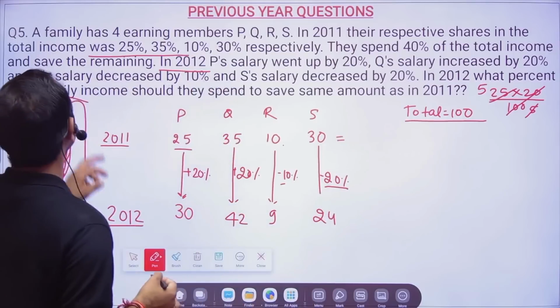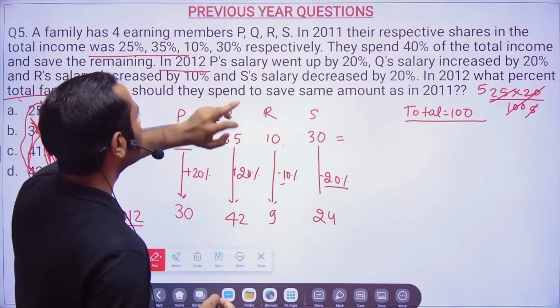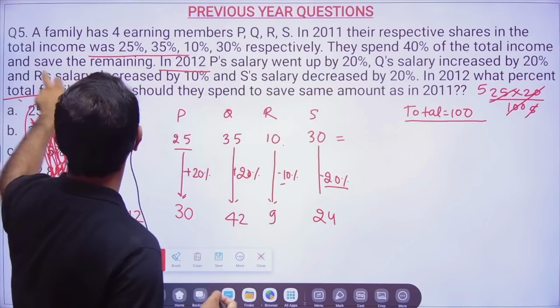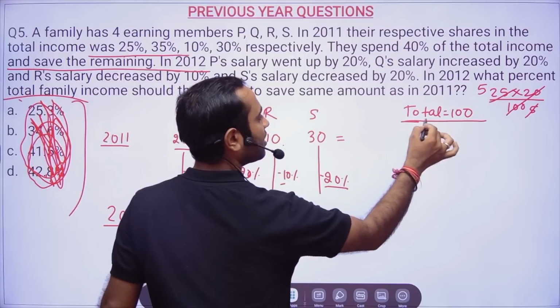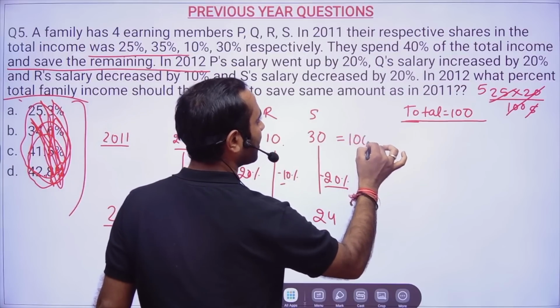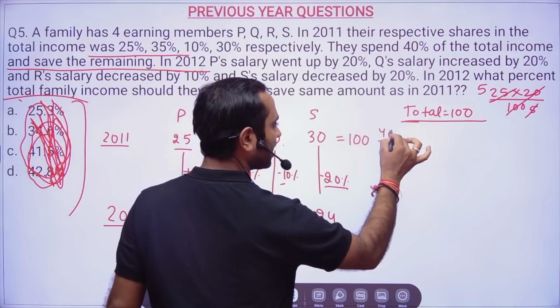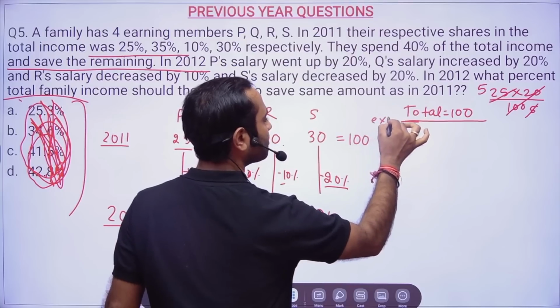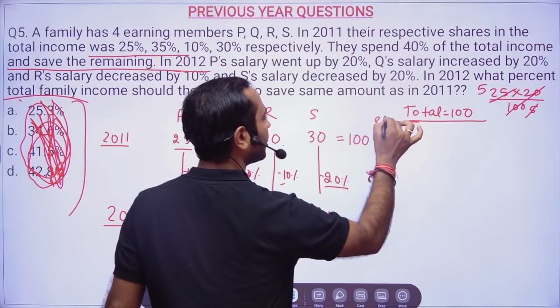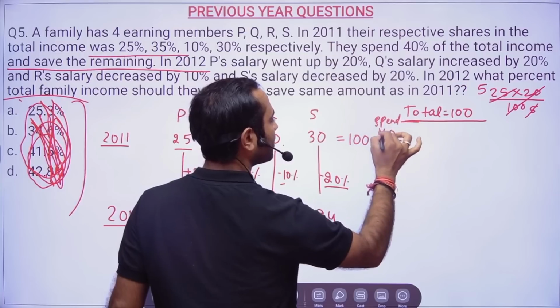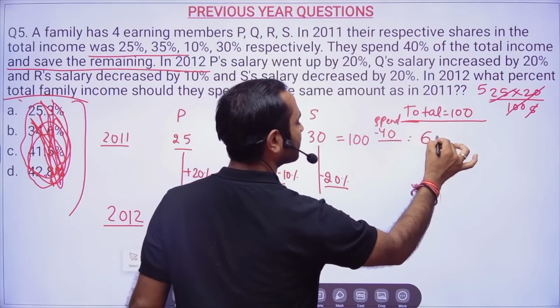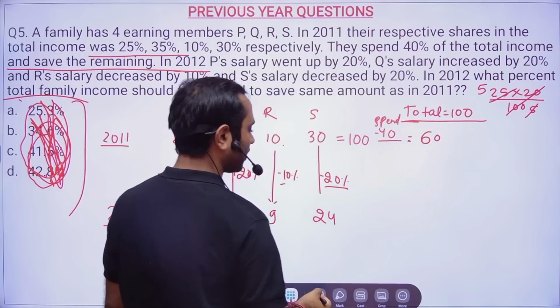A family has 4 earning members. They spend 60% of the total and save the remaining. So basically, 100 rupees was there. Their expenditure I was writing, so they were spending basically 40 rupees. So how much will they save? Sir, 60.